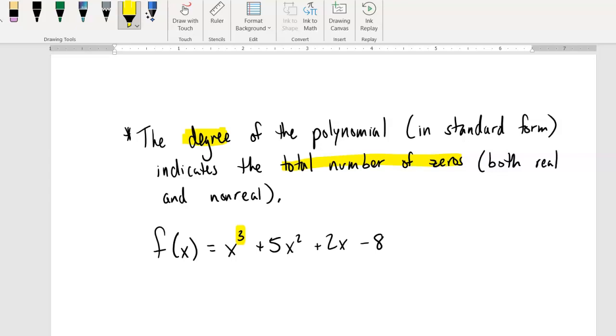So the degree of this polynomial would be 3. So I know that this function should have 3 zeros. And that means some of those zeros will show up on the x-axis, some of them might not. So we want to figure out the total number of zeros.